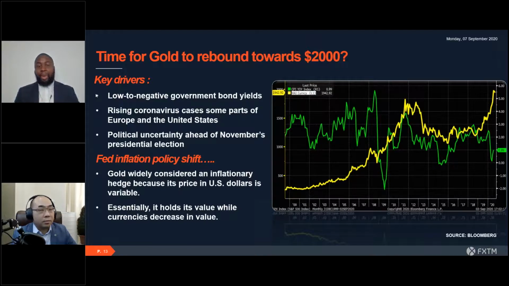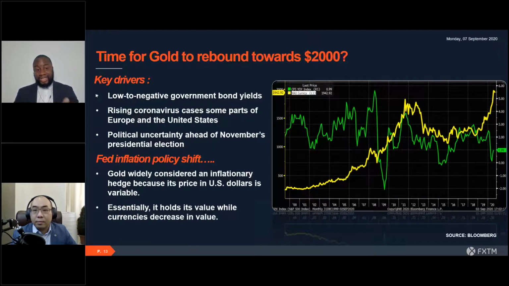So what does the Fed policy shift mean for gold? It's widely known that gold is an inflationary hedge because its price in US dollars is variable. It holds its value as the dollar possibly decreases due to the impacts of rising inflation. So if the Fed is going to allow the US economy to run hot in an effort to stimulate growth, this could be good news for gold, making its outlook bullish in the medium to longer term.